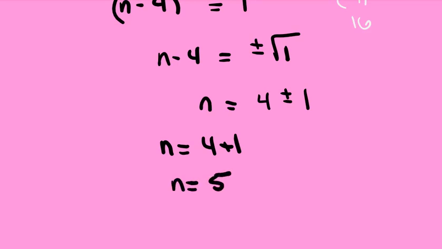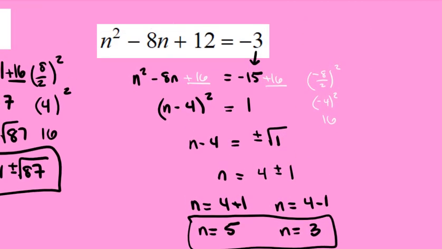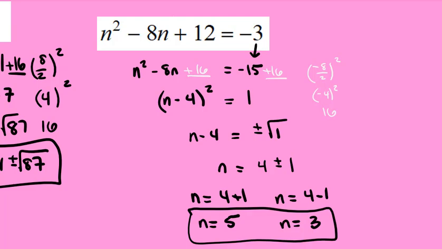We get a whole number, an integer solution. That's pretty cool. And then we're going to have another one where n equals 4 minus 1, which of course gives us a value of 3. So these are my two solutions to this problem: n is 5 and n is 3. So this is one where you don't want to leave that as 4 plus or minus 1. You want to find the integer values, the whole number values. All right, that's it for example number 3, and hopefully you did that right and you're good with number 2.